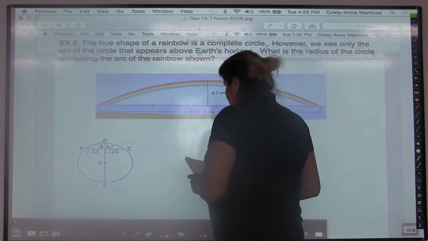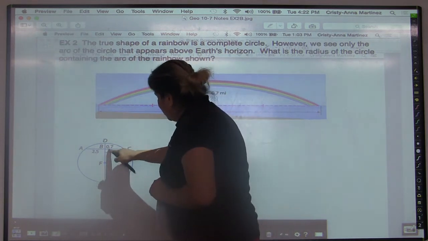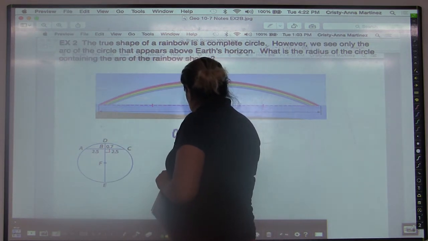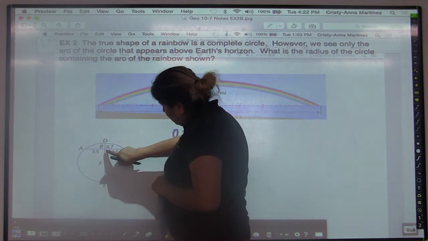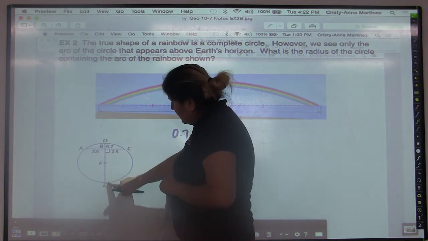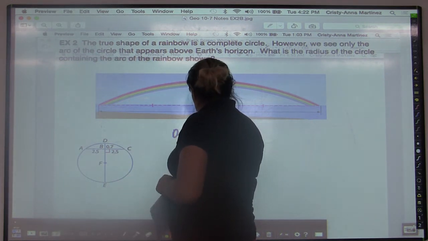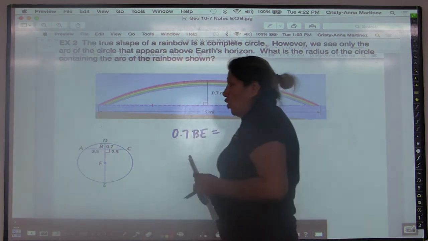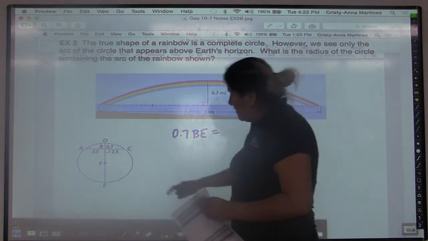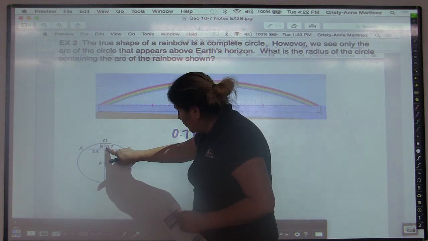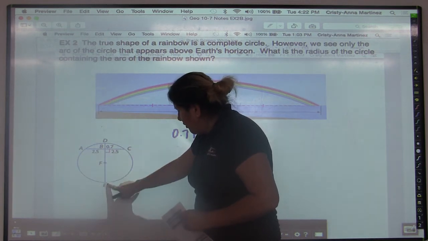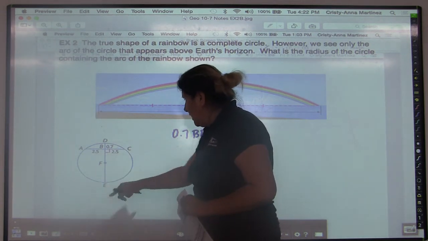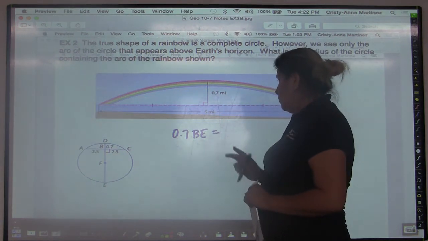So what we're going to say here is that we know that 0.7 times the distance from B to E, because remember we're talking about chord segments. So the chord segments here would be this top portion, the first part of the chord, and then from here to the other end would be from B all the way to E. That would be the second chord segment.